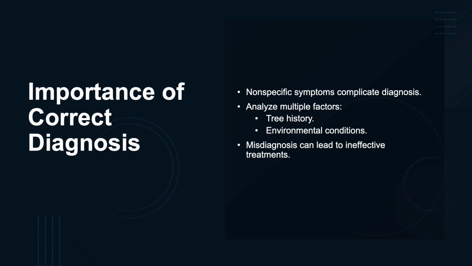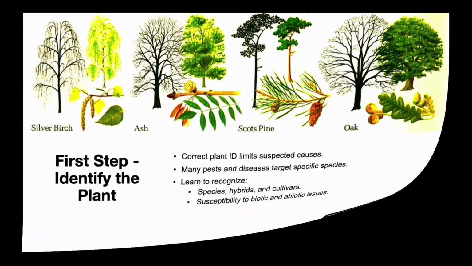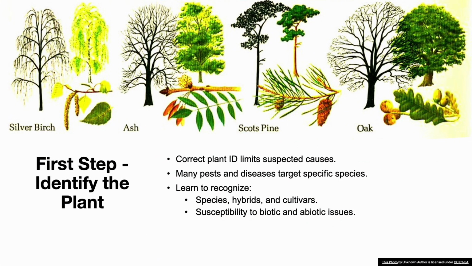Many plant disorders display nonspecific symptoms, making diagnosis challenging. To reduce errors, first we need to analyze tree history and environmental conditions. Consider multiple factors before drawing conclusions, because misdiagnosis can lead to ineffective treatment and wasted resources. The first step in any diagnosis process is correctly identifying the plant. This limits the list of possible causes because many pests and pathogens target specific species. It's essential to recognize species, hybrids, and cultivars and their susceptibility to biotic and abiotic stresses.